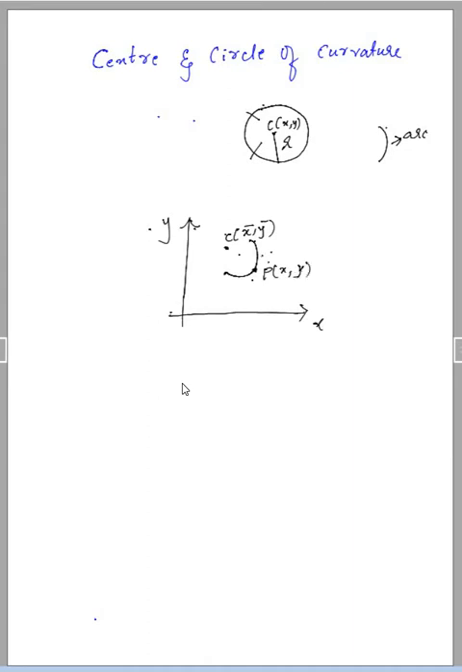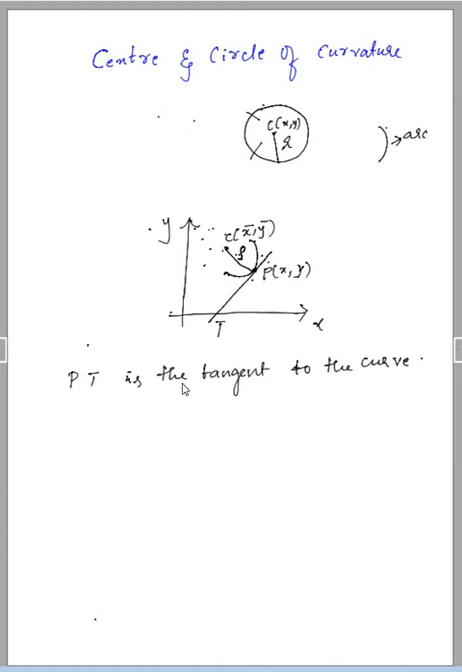So P of x comma y, and I am going to draw a tangent at that point P called PT. So this line PT is nothing but the tangent to the curve. And if I join C and P, that distance I will define by rho.